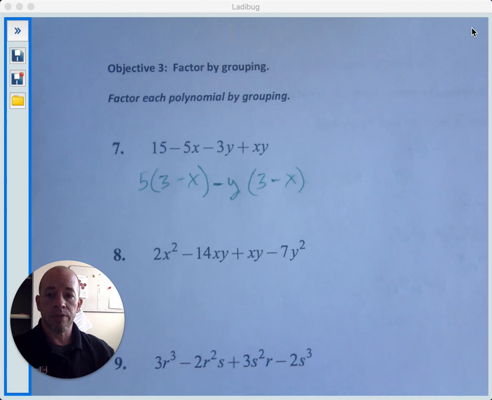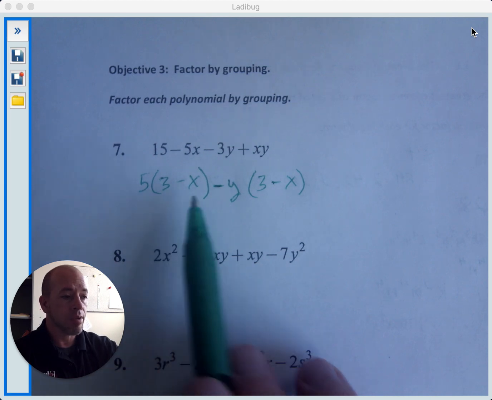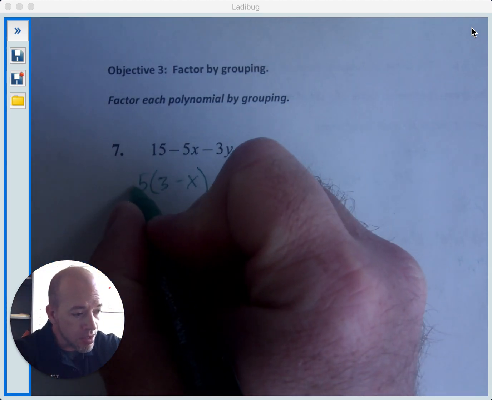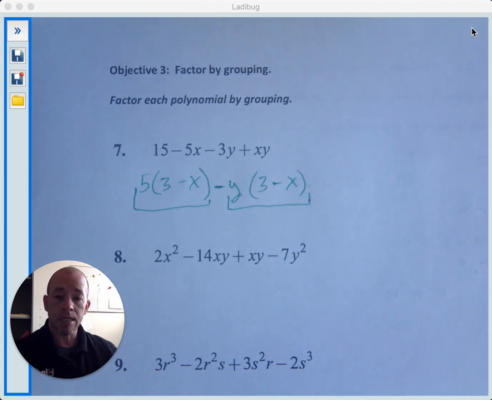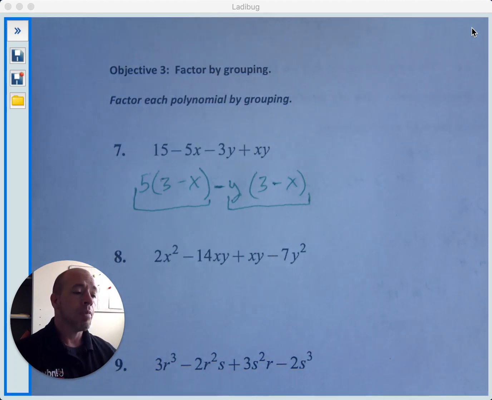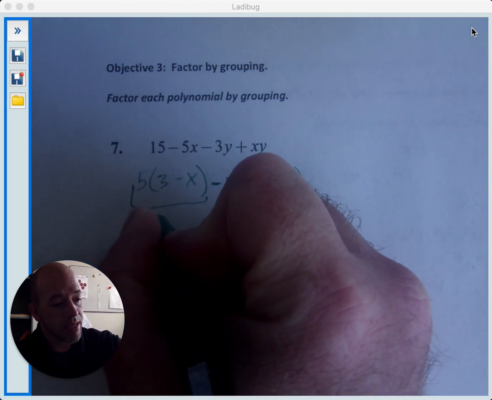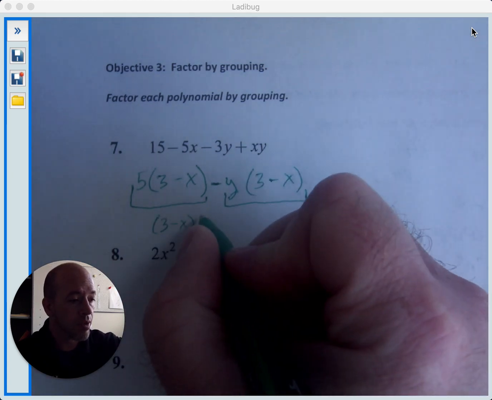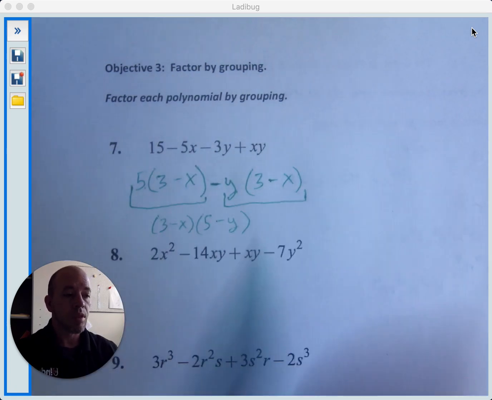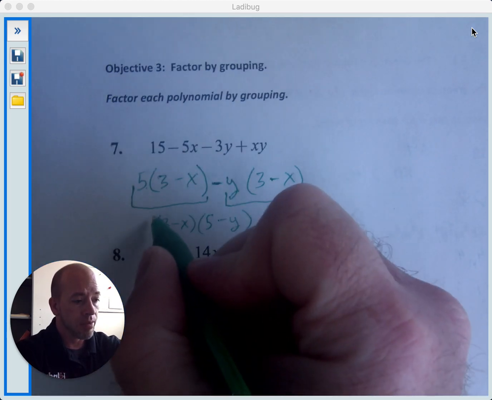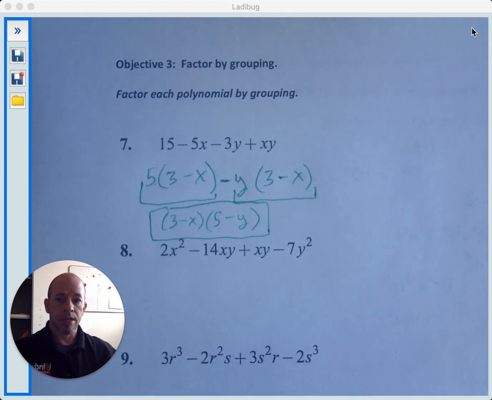Alright, now, if you look at this expression, notice there's a 3 minus x here and another 3 minus x here. And so if we think of these 2 expressions on either side of the minus sign as single terms, both of those terms have a common factor of 3 minus x. So we can factor out a 3 minus x from both of those, and we're left with a 5 from here and a minus y from over here. And now we are completely factored. That would be our answer. I'll put a box around it. Try to get in the habit of that so you are clear what the answer is.